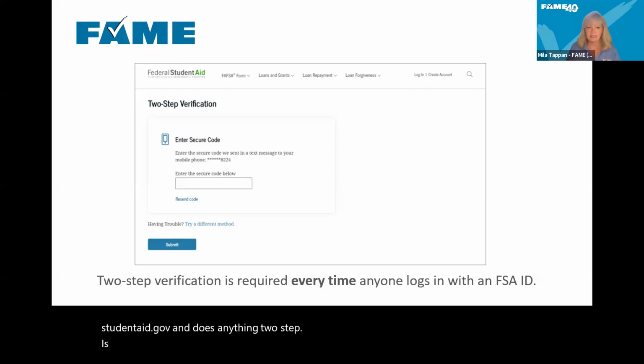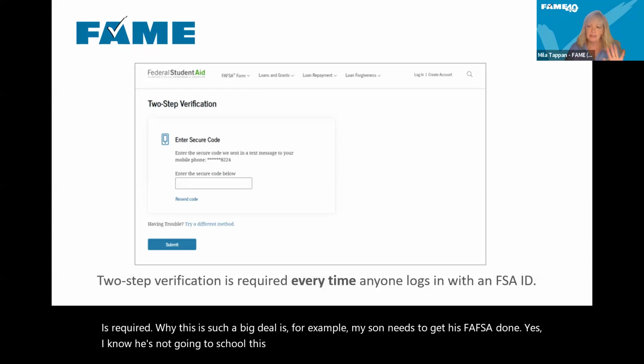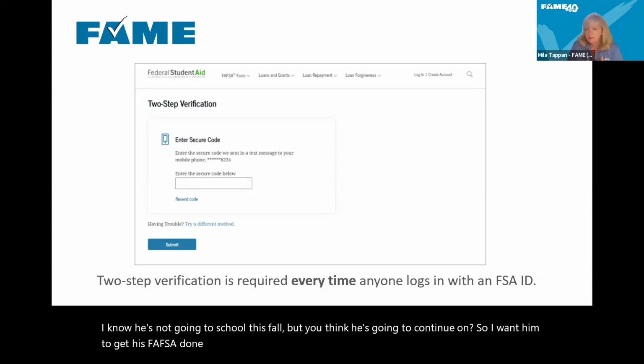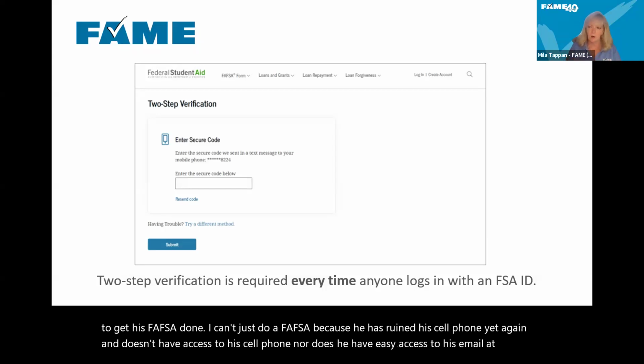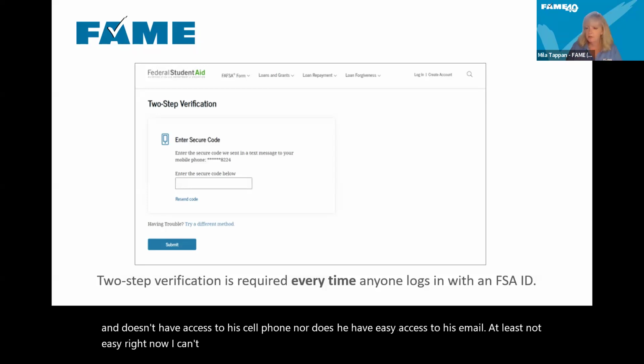Why this is such a big deal is, for example, my son needs to get his FAFSA done. Yes, I know he's not going to school this fall, but you think he's going to continue on. So I want him to get his FAFSA done. I can't just do his FAFSA because he has ruined his cell phone yet again and doesn't have access to his cell phone, nor does he have easy access to his email, at least not easy right now. I can't just go in and do that for him anymore.